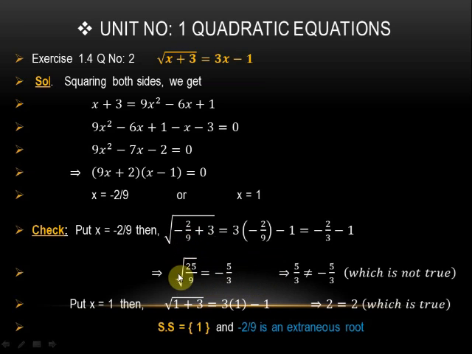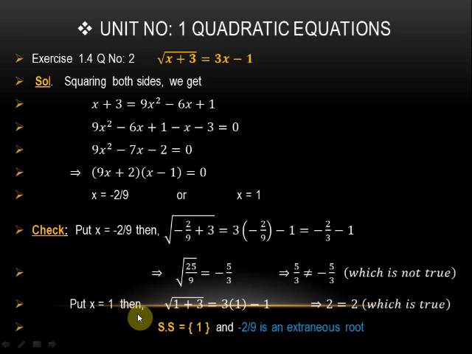Taking square root of left side, solving the square root of left side, we will get 5 over 3 is equals to minus 5 over 3, which is not true. It means minus 2 by 9 is not part of our solution.